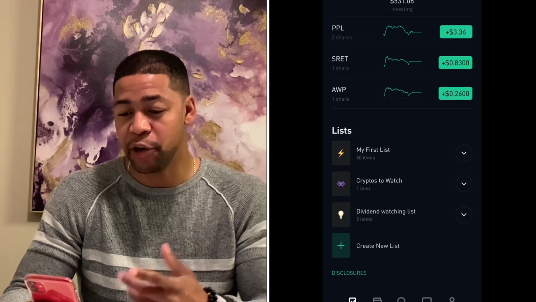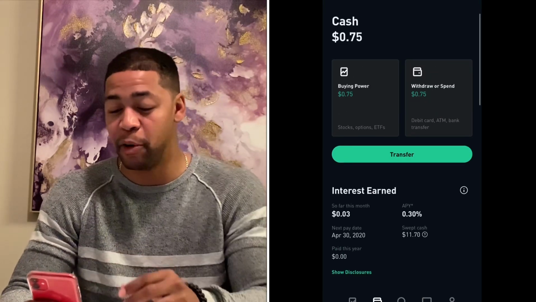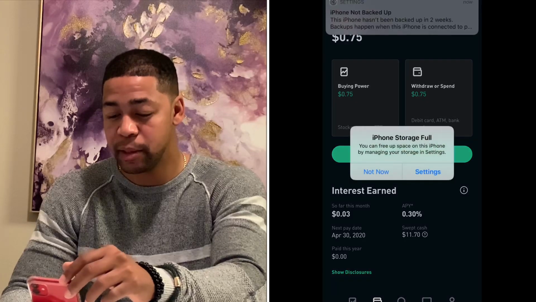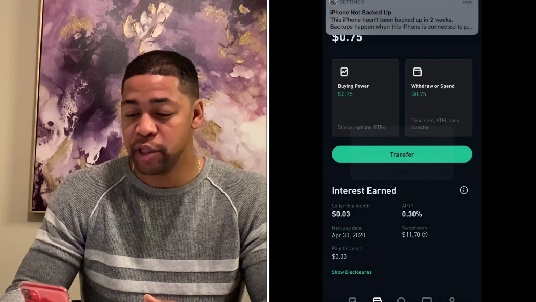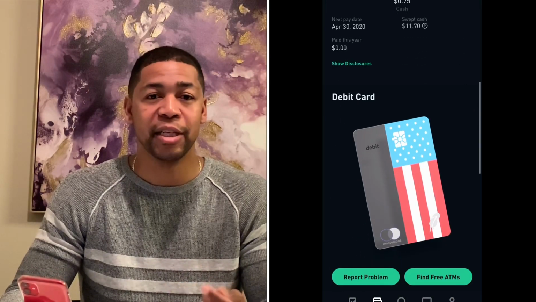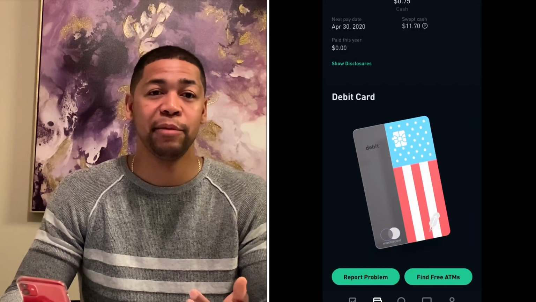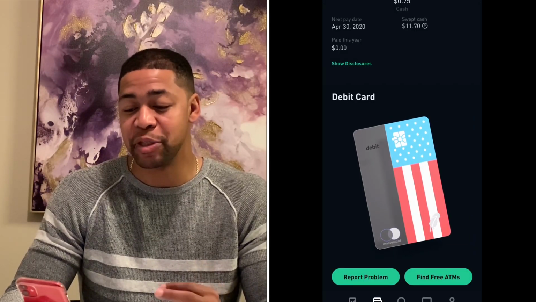Also, this is your uninvested cash. Basically, I just have 75 cents in there because I usually put most of my money into the stock market. Your uninvested cash can go to this debit card here. This debit card is something you can use at any ATM machine as well, and it pays you a 0.30% APY.